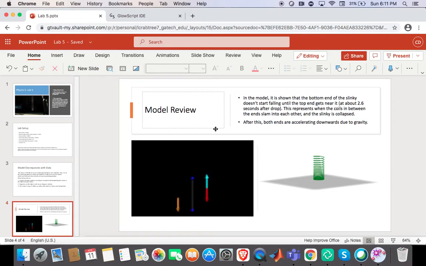And so anyway, I decided to use this as my lab because I thought it was pretty cool stuff, and it's an interesting way to see how physics principles affect things.